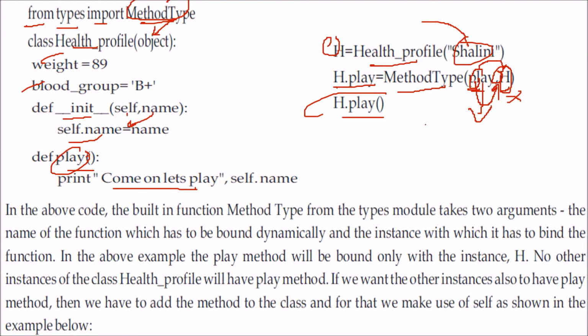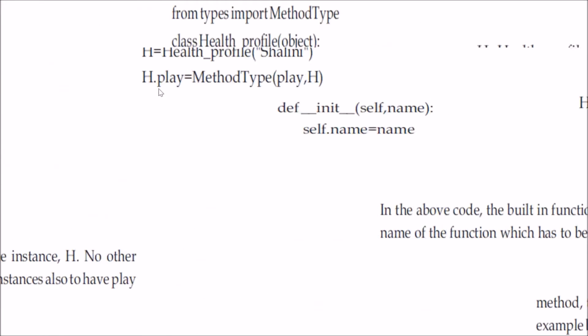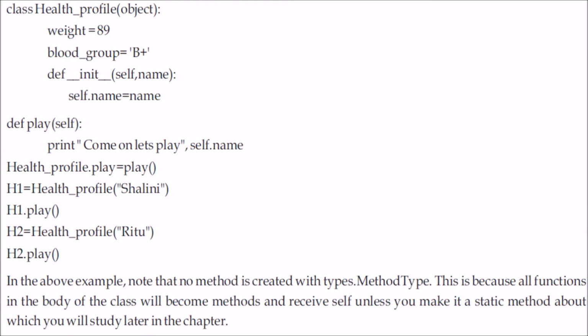So if we want other instances also to have this play method, then what do we have to do? Then we have to add the method to the class, and for that we have to make use of self, as we are going to show you just now. So now we have associated the function with one object. Now we are trying to associate it with every object.